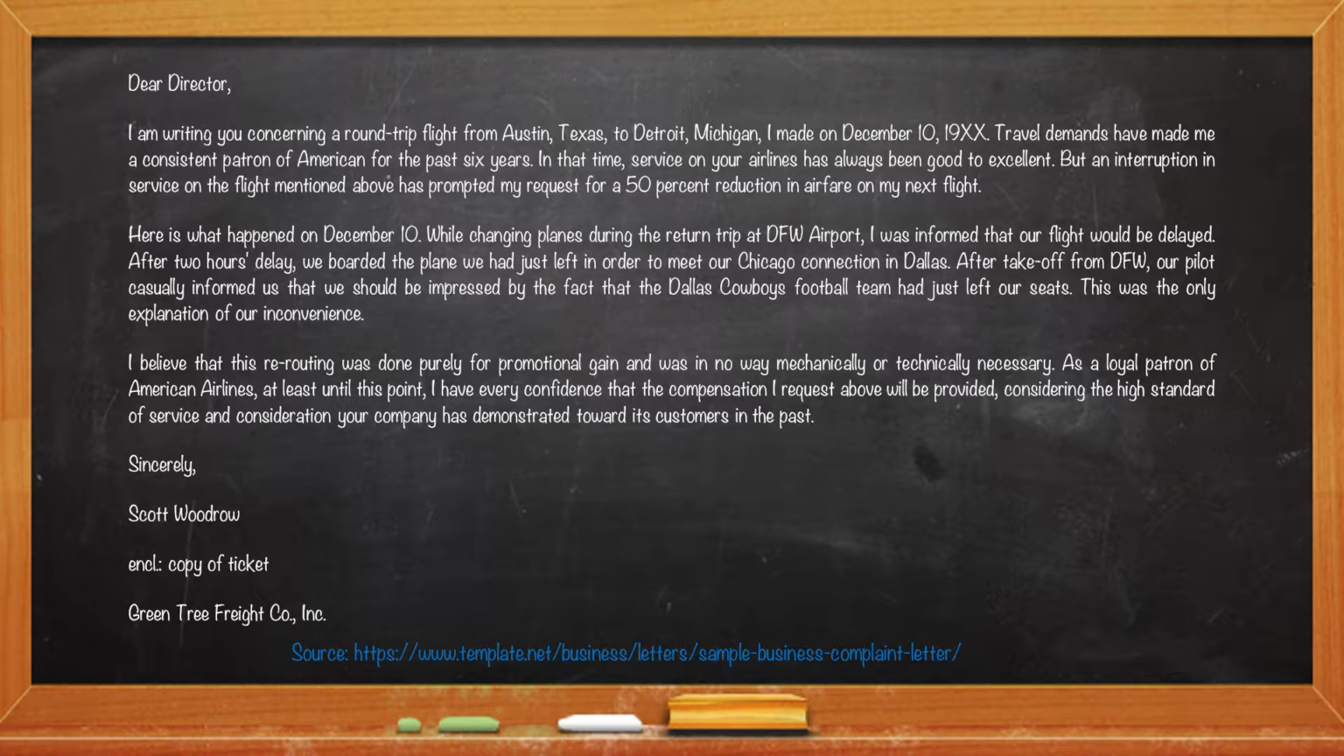I believe that this rerouting was done purely for promotional gain and was in no way mechanically or technically necessary. As a loyal patron of American Airlines, at least until this point, I have every confidence that the compensation I request above will be provided, considering the high standard of service and consideration your company has demonstrated towards its customers in the past. Look at the politeness, the polite tone of the letter.